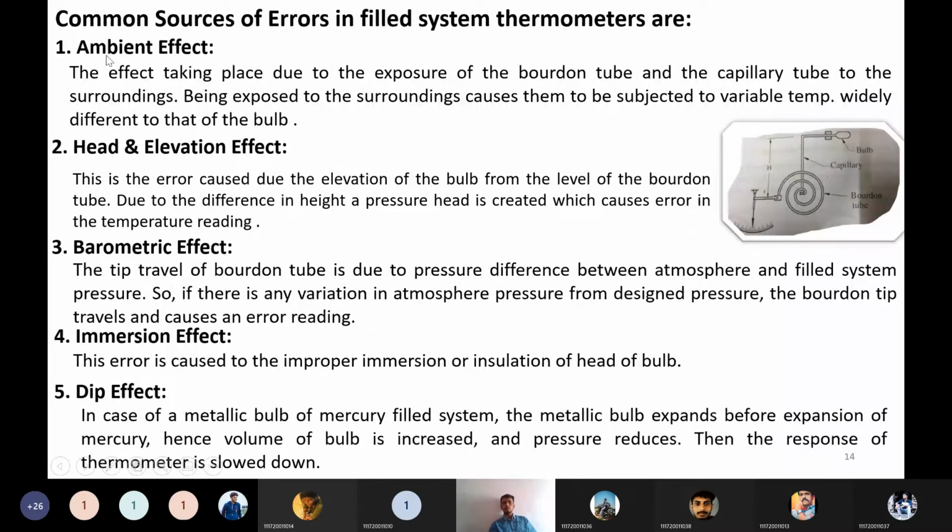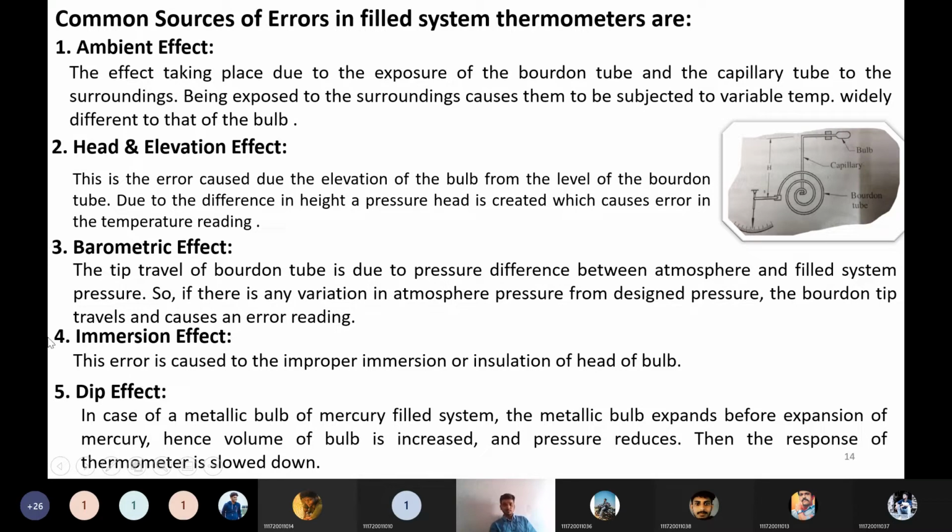Then there are common sources of errors in the filled system thermometer. One is the ambient effect. More accurately, we can call this the ambient temperature effect. Depending on the outside temperature, the bulb can show you a different temperature apart from the true temperature. That is called the ambient temperature effect. The next one depends on the location of your bulb, whether you are locating this bulb at a higher elevation or a lower elevation. The error induced due to this elevation is called the head or elevation effect. The next one is the barometric effect. Due to the difference in the atmospheric pressure at the bulb location, the difference induced is called the barometric effect or atmospheric induced effect.